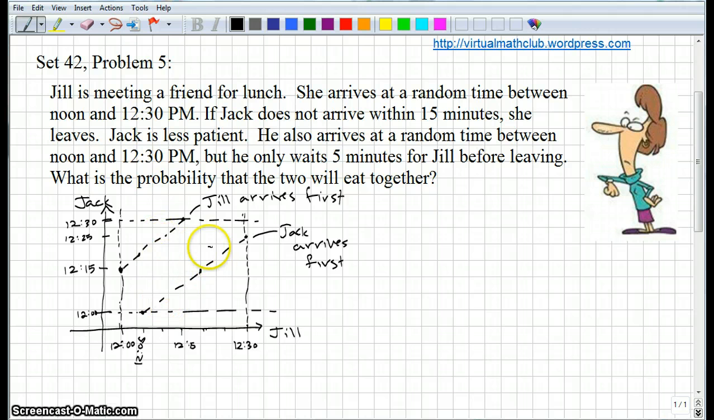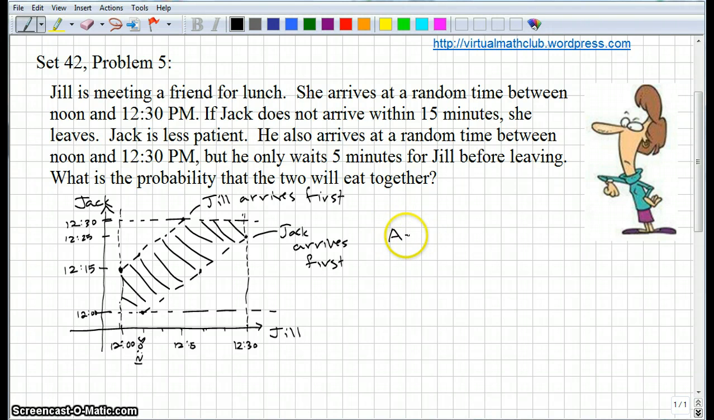So the region here, this is the region of the possible combinations of Jill and Jack's arrival times that will result in them eating lunch together. Okay? Anything out here in these two little corner triangles are going to result in them missing each other. And the whole rectangle is all the possible combinations of Jack and Jill's arrival time. So what we really need to do is just compare areas.